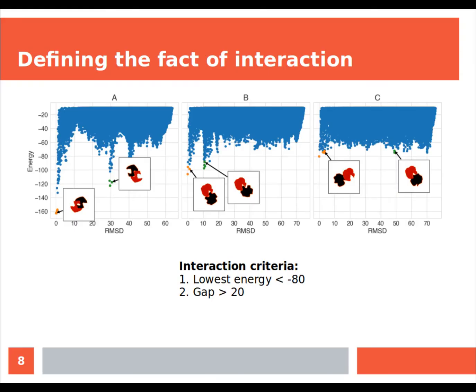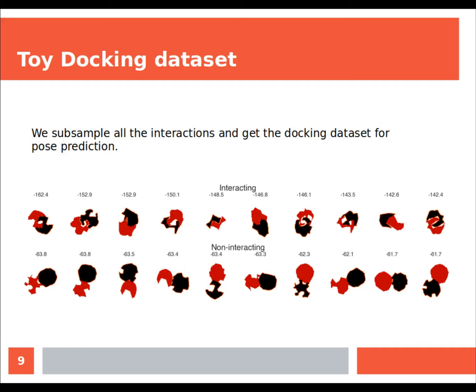Now, 2 shapes interact if they pass 2 conditions. First, the lowest conformation has the energy less than -80. And the gap between the 2 lowest bound states is more than 20. Here, figure A shows the interacting shapes, figure B shapes violate the gap condition, and in figure C, 2 shapes violate both. Finally, to get the pose prediction dataset, we generate 500 shapes, select all interacting ones, and among them select around 1,000 pairs of shapes with the corresponding lowest energy rotations and translations.